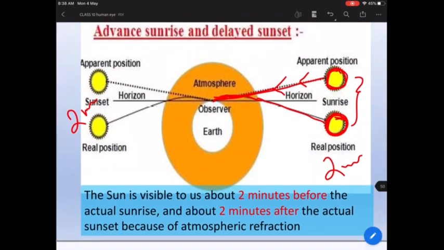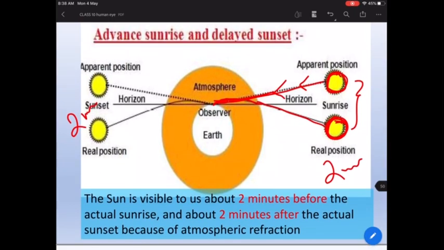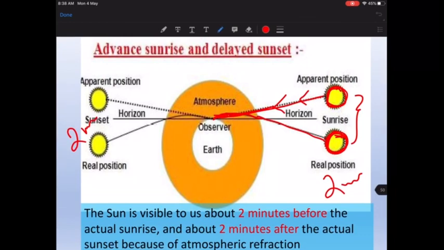So now look at this. This is again very important. Make a note of it. Look at what I have mentioned here. The sun is visible to us for about 2 minutes before the actual sunrise. Which means we feel that the sunrise has already taken place, right? 2 minutes before. And even at the time of sunset, the sun appears to us about 2 minutes after the actual sunset.